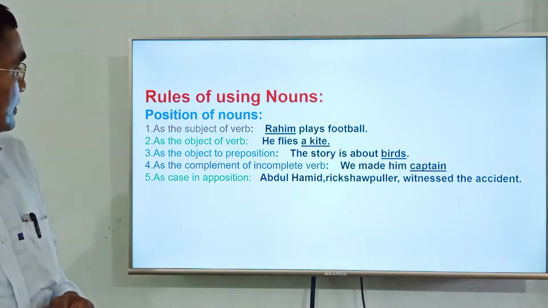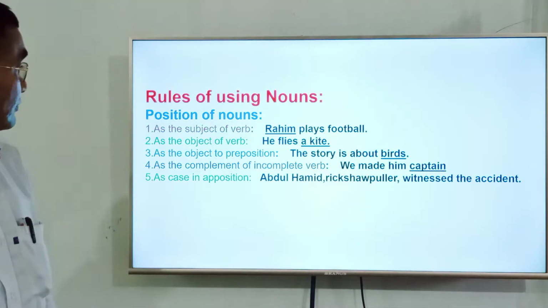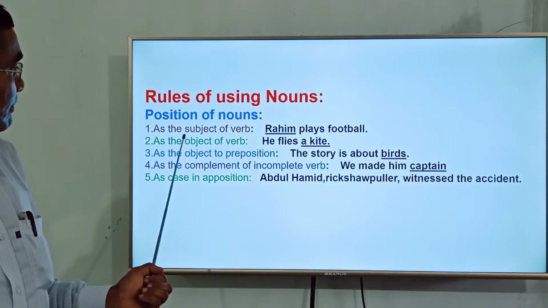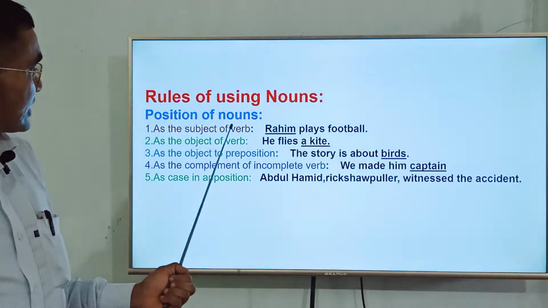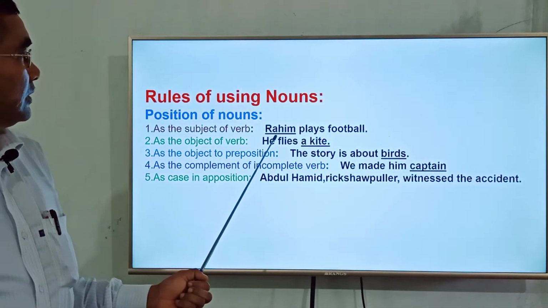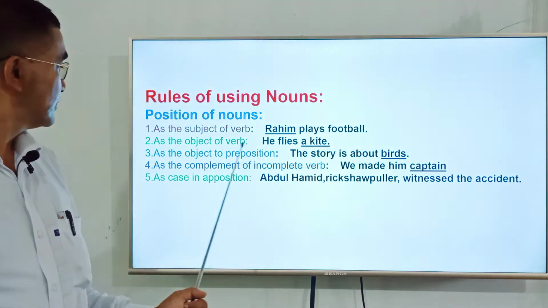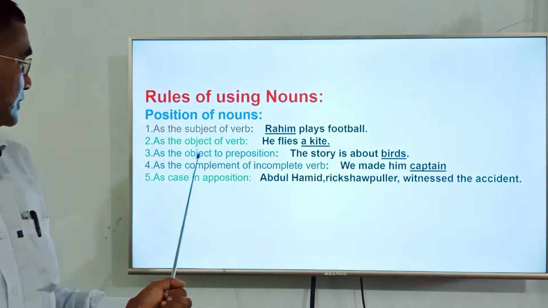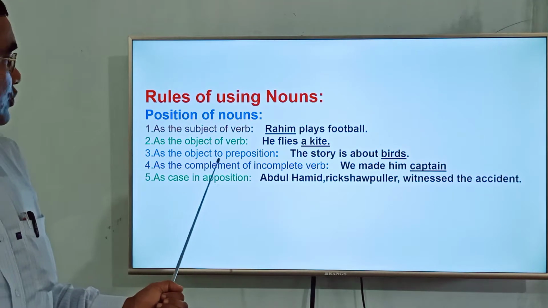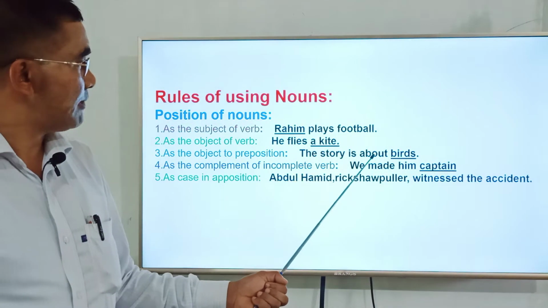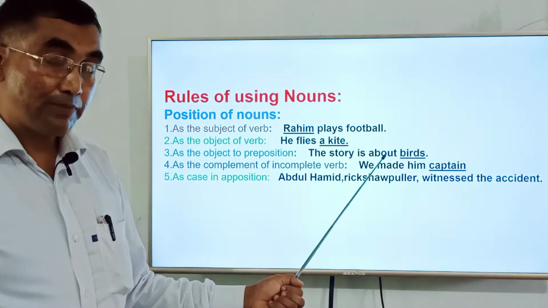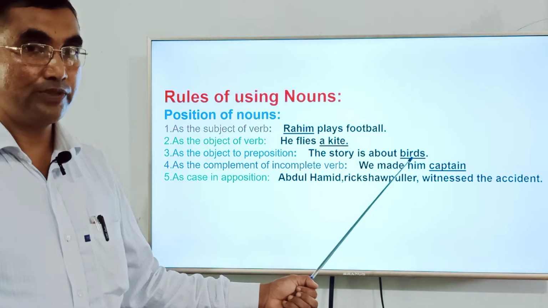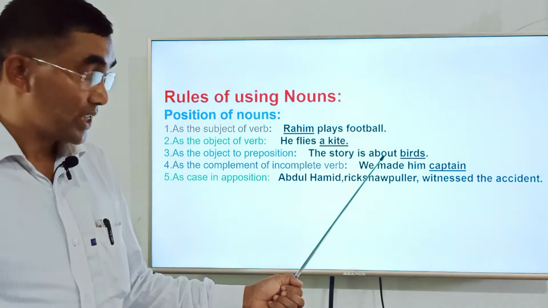Okay, students, let's first see the position of nouns. A noun can be used as the subject of a verb. For example, Rohit plays football. As the object of a verb: he flies a kite. A noun can be used as the object of a preposition: the story is about birds. Here, about is the preposition and birds is the noun, used as the object of the preposition.